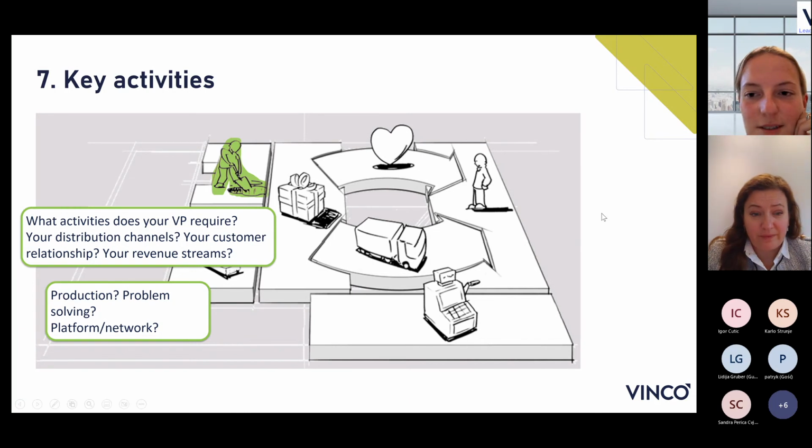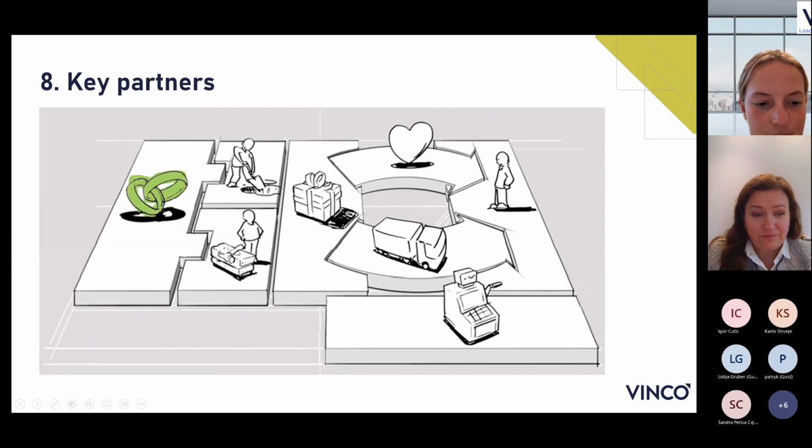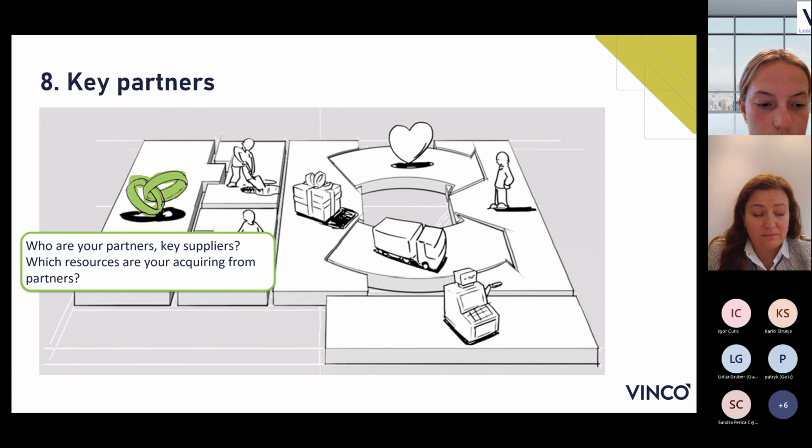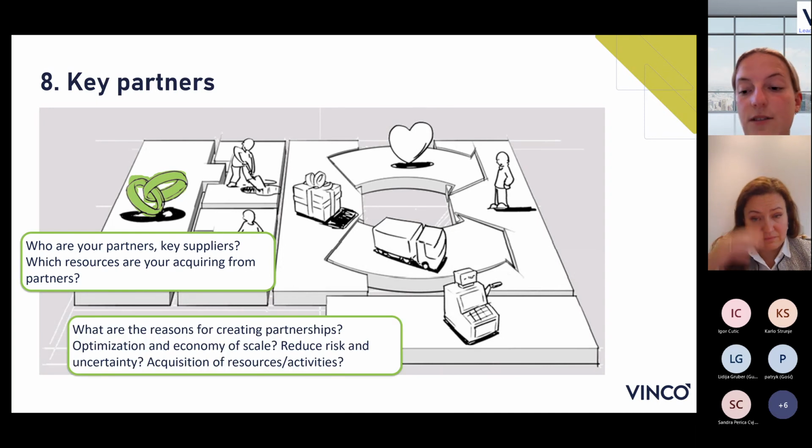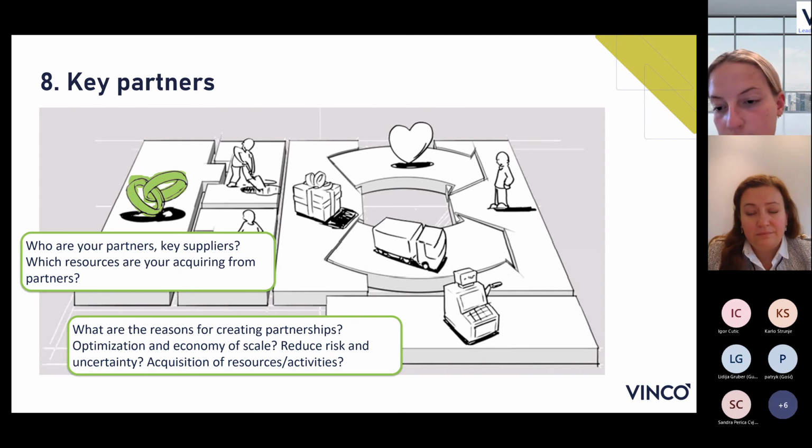Okay, let's move to the next one. The key partners. That describes the network of suppliers and partners that make your business model work. Your companies should build partnerships for many reasons, and they're becoming an important piece of many business models. You can create alliances to optimize your business model, to reduce risk, to acquire resources. So here it's really important for you to know what the reasons are for creating partnerships. So you can answer that question.